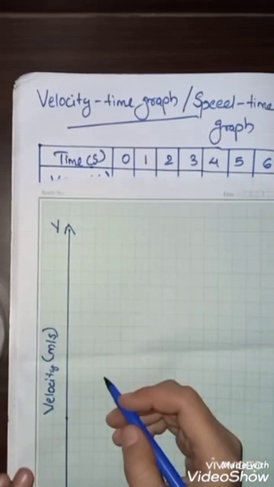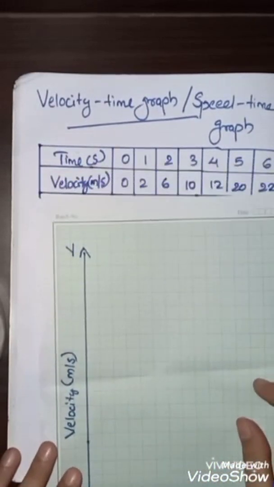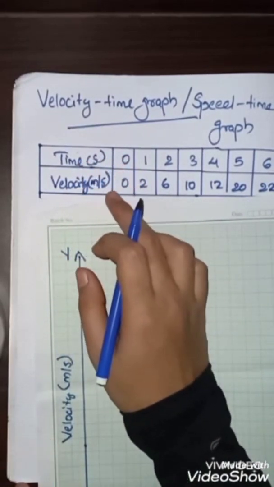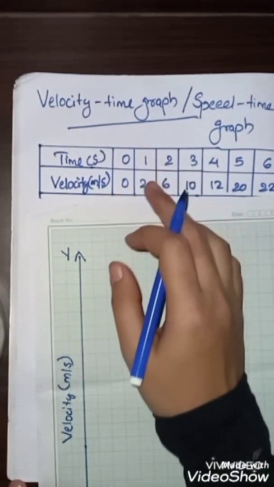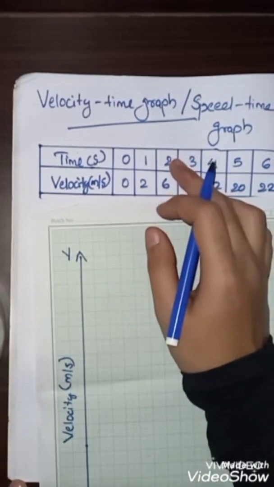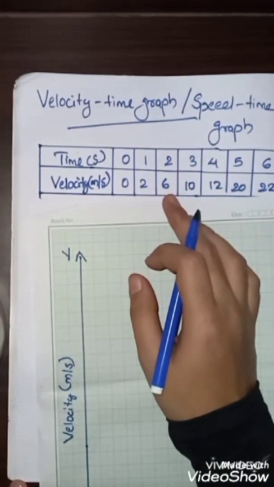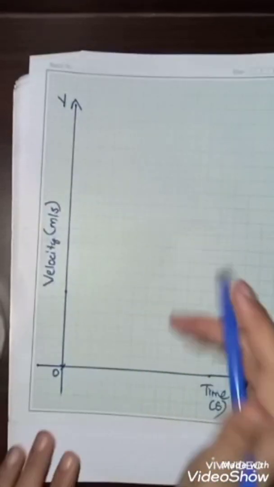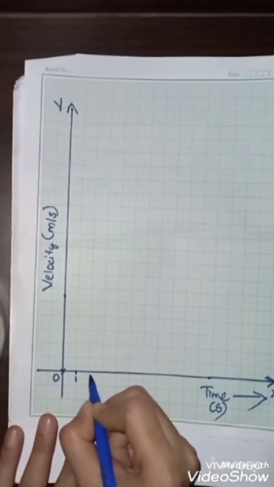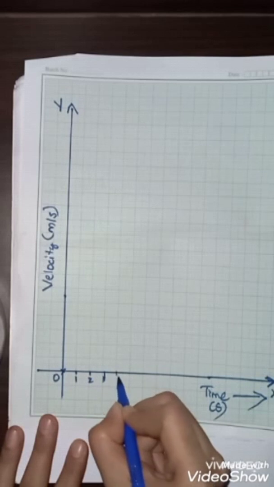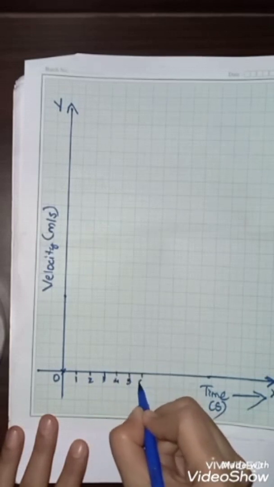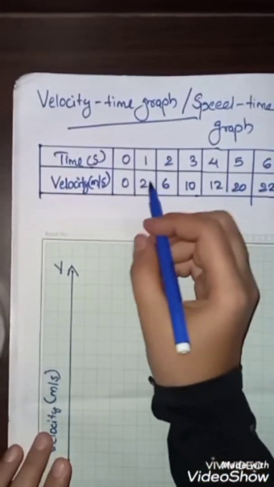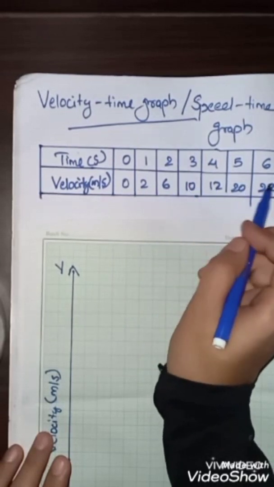First, in the velocity time graph, it is 0, 0. At 0 second, the velocity is 0 meter per second. At 1 second, the velocity is 2 meter per second. At 2 second, it is 6 meter per second, and so on. The time is 0, 1, 2, 3, 4, 5, 6, 7, 8. It's enough. Then the velocity is 0, 2, 6, 10, 12, 20, 22.